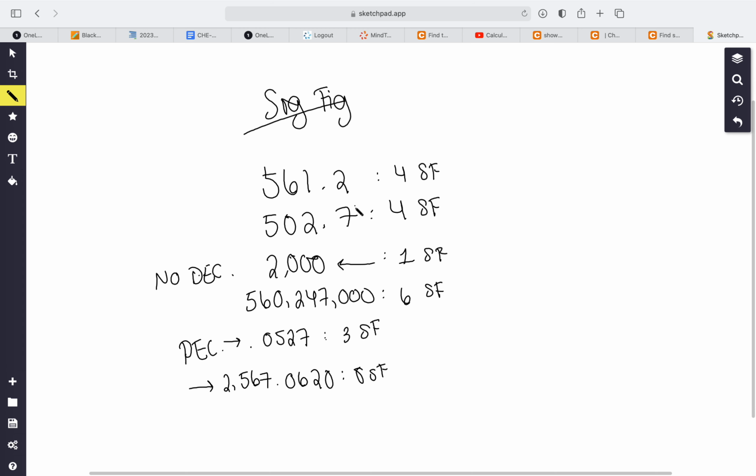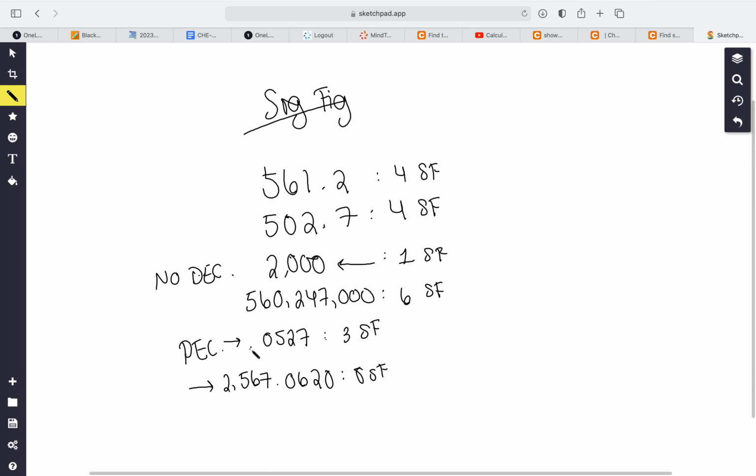So just as a review for sig figs, if there's no zeros present, you count everything. If there's a zero in between, you still count everything because it counts as a significant figure. If there's no decimal place present, you start from the right and then you go to the left. And once you reach your first significant figure, you keep counting. Here's another example here. You start from the right, go to the left, you start counting here, and all of those numbers will be significant.